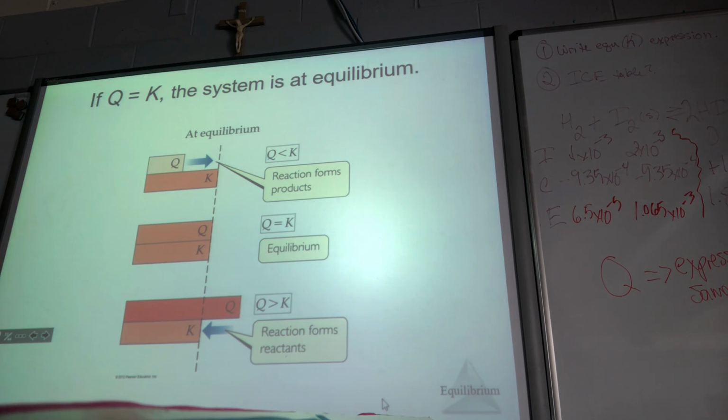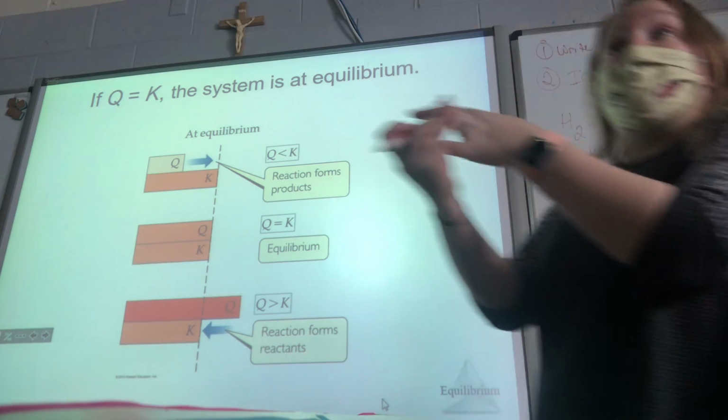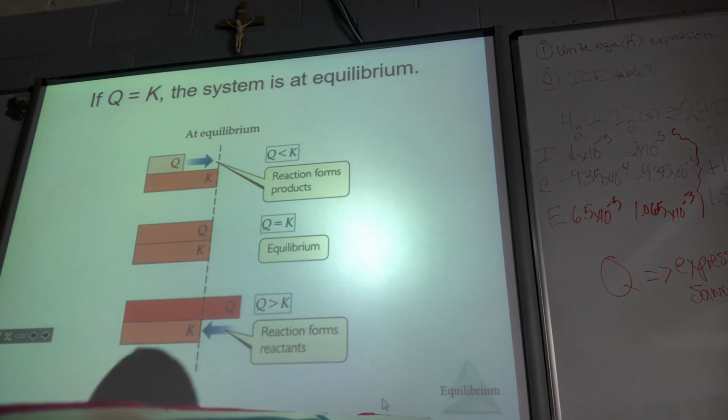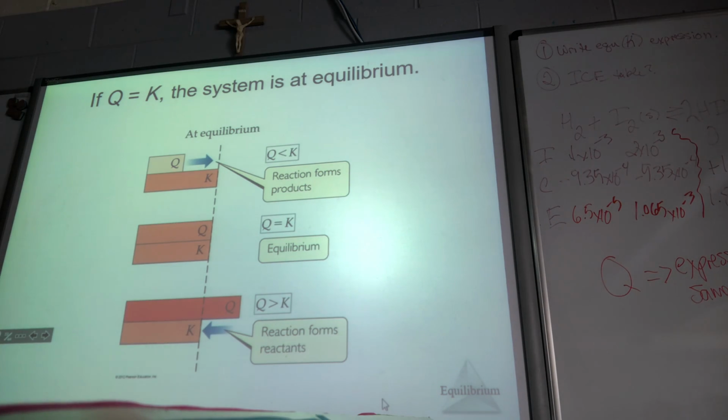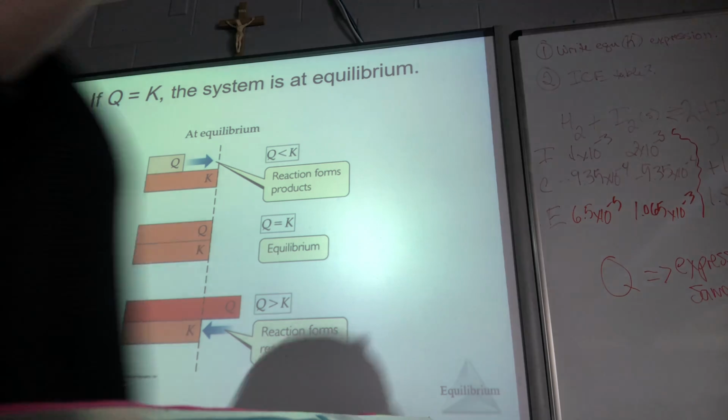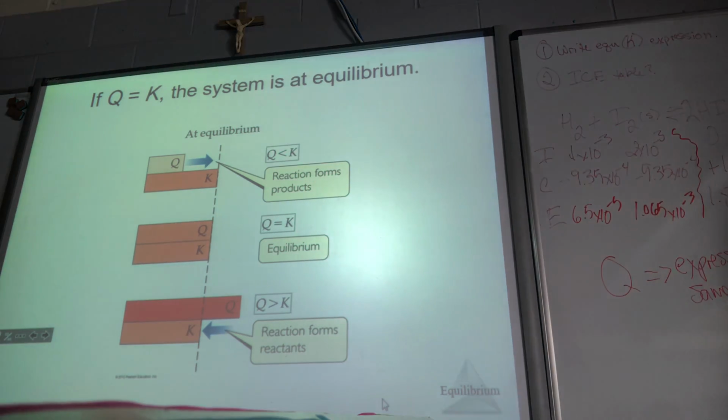What needs to happen? Okay, so here's the question. Where is this reaction? Is it at equilibrium? Does it need to shift to get to equilibrium? If it needs to shift to get to equilibrium, which direction? Does it need to form more products? Does it need to form more reactants? So in order to figure it out, we have a K value. We just calculated it was like 0.05, right?